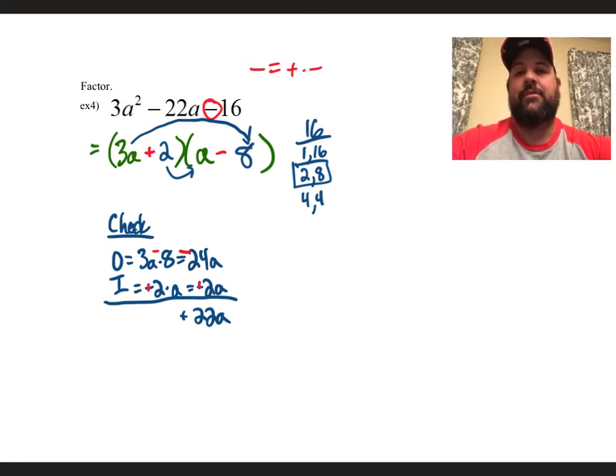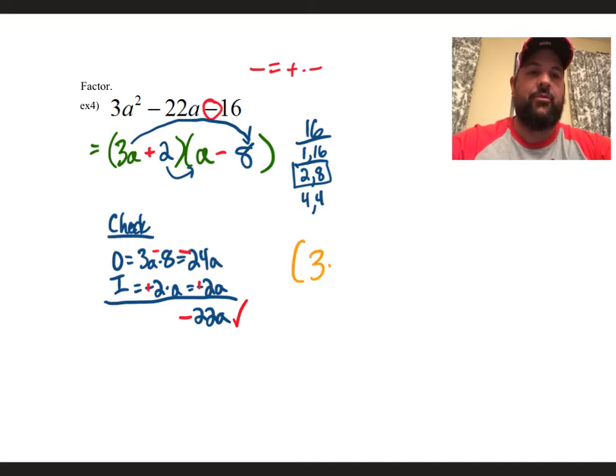That ends up giving me a negative 22, which is what I wanted to end up with in the first place. So there's my final answer, 3a plus 2 times a minus 8.